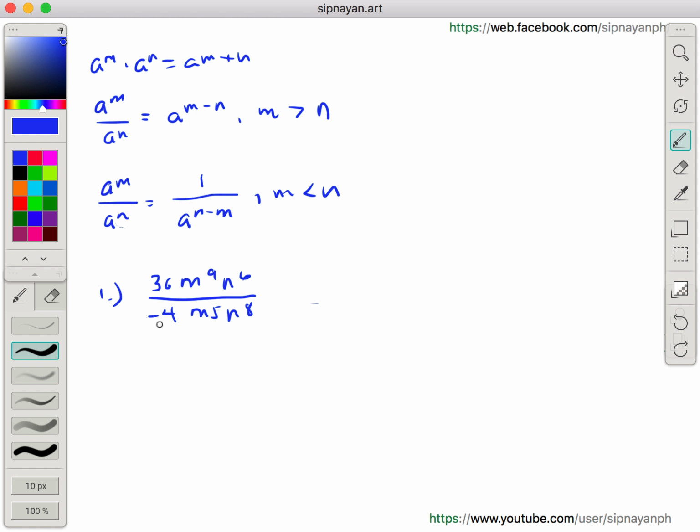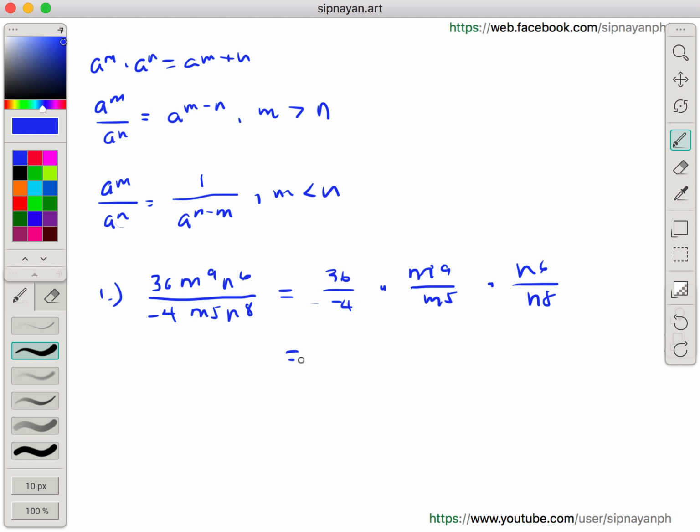Now, pag meron tayong expressions such as this, mas maganda kung i-separate natin yung expression. Pagsamasamahin natin yung numbers, tapos pagsamahin din natin yung magkaparehong variables. So, pwede natin siyang isulat as 36 over negative 4, times m raised to the 9th over m raised to the 5th, times n raised to the 6th over n raised to the 8th.